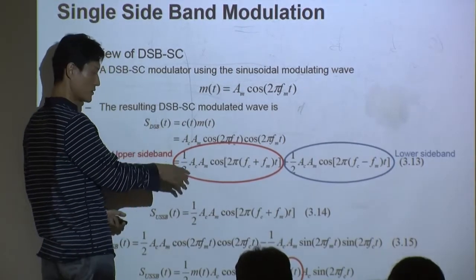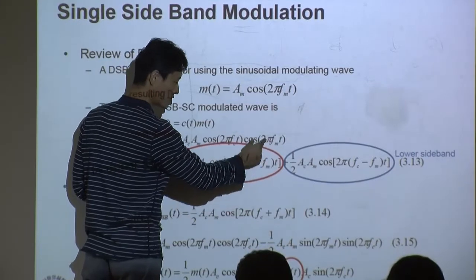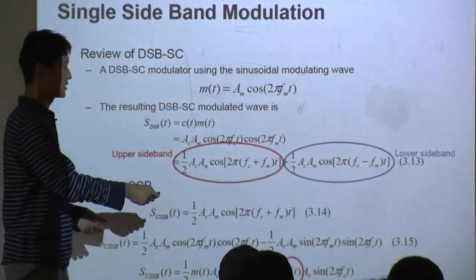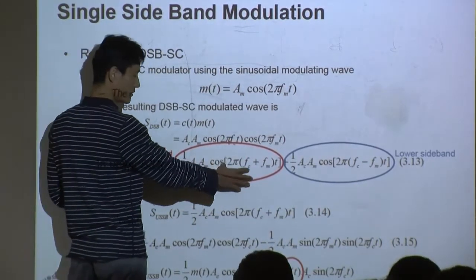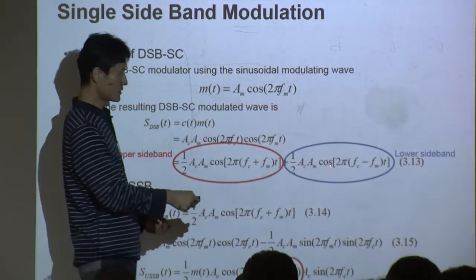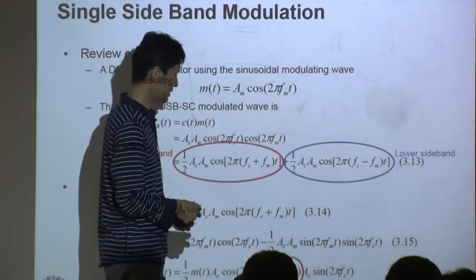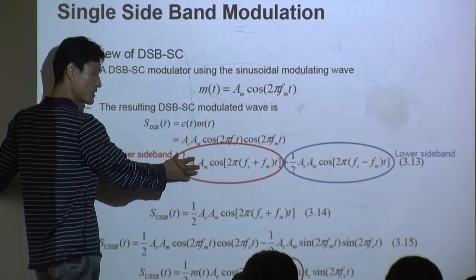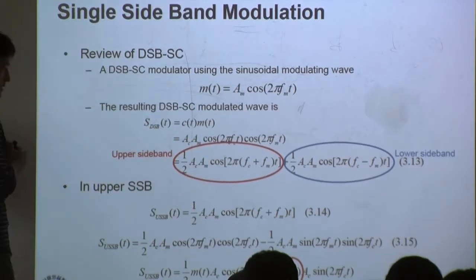The same as before. So we have two different cosine terms. One is the addition of these two, and the other is the subtraction of these two. We separate that into two different cosine terms. The first cosine term, we call the upper sideband, and the second one is the lower sideband. We'll talk about that in more detail, maybe in the next slide. So let's look at the upper sideband first.